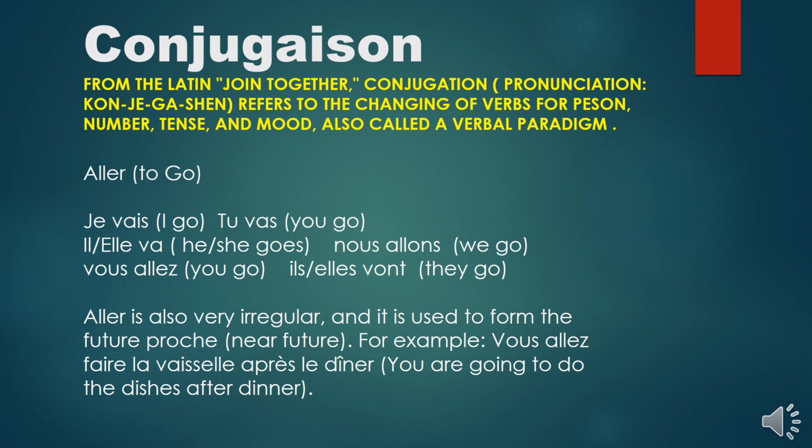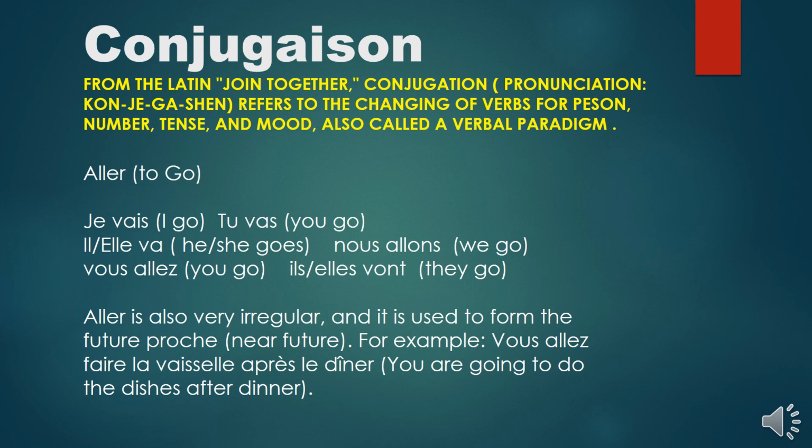And okay, in order for me to finish, like I said, aller is a very irregular verb, and it is used to form the futur proche, which means near future. For example, you repeat after me, vous allez. So it means you are going. Vous allez faire. That is another verb that we are going to do. The verb faire is also an irregular verb. It is everywhere in French. Faire is to do.